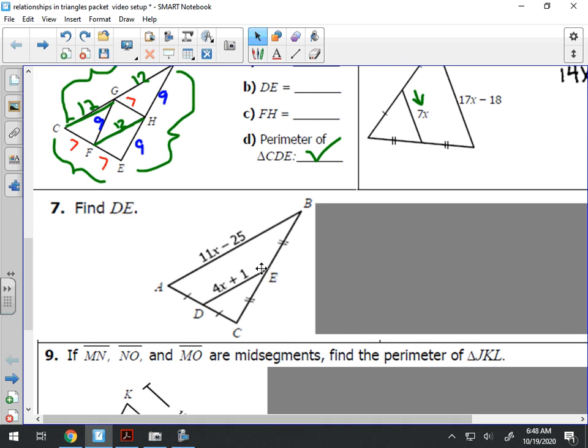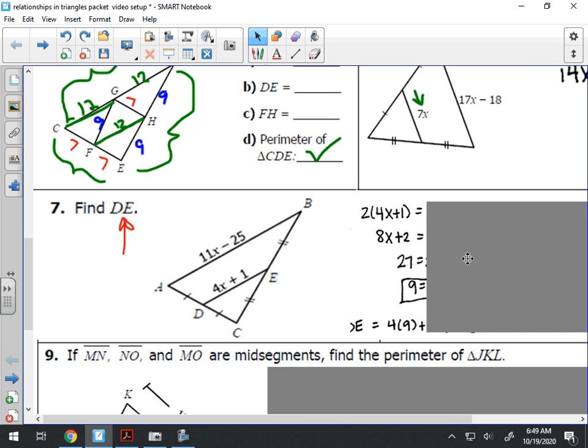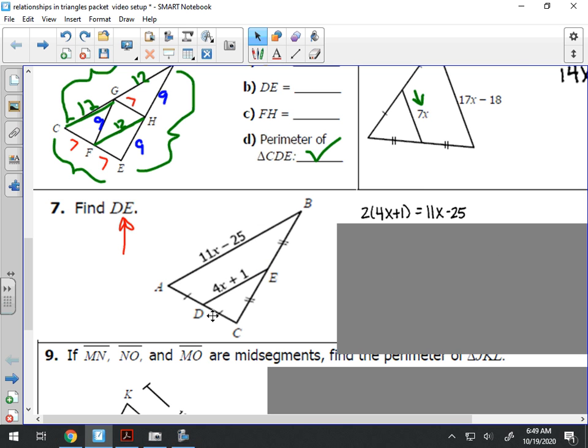Okay, on another one, this says find DE. So everybody that's watching this should know what to do. We solve for x and then plug x in to find the numerical length of DE. So here's my 4x plus 1. That is my midsegment, and that is the one I'm going to double. Okay? So there's me doubling it, making them equal.